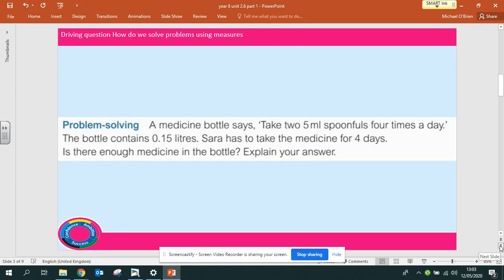Now let's have a look at this question. A medicine bottle says take 2 5-milliliter spoonfuls 4 times a day. The bottle contains 0.15 liters. Sarah has to take the medicine for 4 days. Is there enough medicine in the bottle? Explain your answer. Right, well, I'm going to go through this one myself. You might want to pause the video now just to copy down this question, and then once I've gone through the actual calculations, write that down as well.